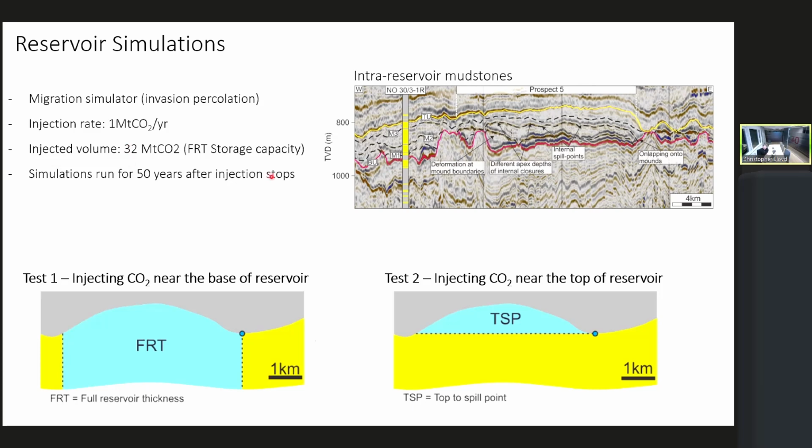Then we ran the simulations for 50 years after injection stops, just to see how CO2 would migrate. We ran a series of tests, but what I'm going to show you is just 2 of them. Firstly, we wanted to compare the dynamic simulation to the static numbers for the full reservoir thickness, and therefore we injected CO2 near the base of the reservoir. We also wanted to see the effect of the intraformational mudstones, because by changing their properties, how did it change their storage capacity? The second test we ran was to inject CO2 near the top of the reservoir, and then compare it to the top spill point capacity estimations.